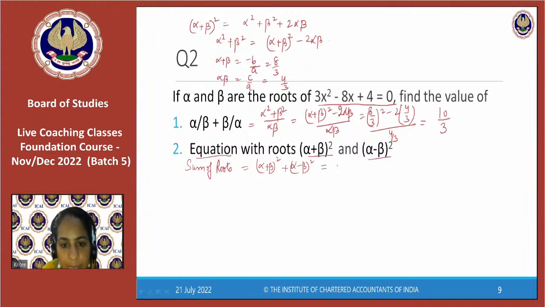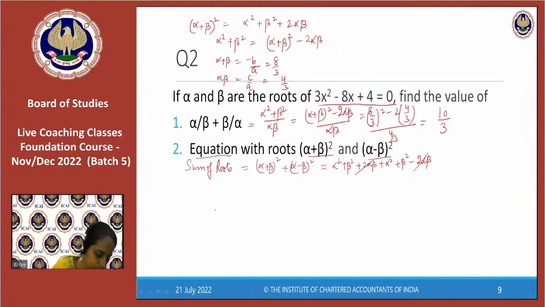If we open the bracket, it's like this: alpha square plus beta square plus 2 alpha beta plus alpha square plus beta square minus 2 alpha beta. So 2 alpha beta cancels out. We are left with twice of alpha square plus beta square.